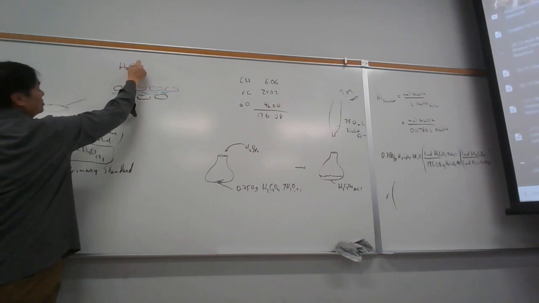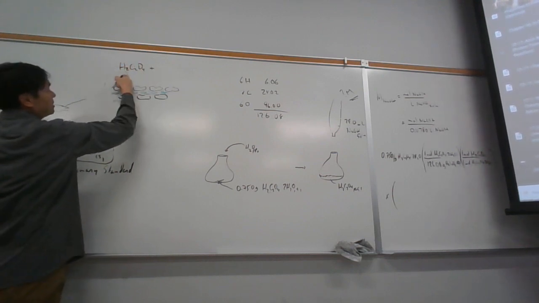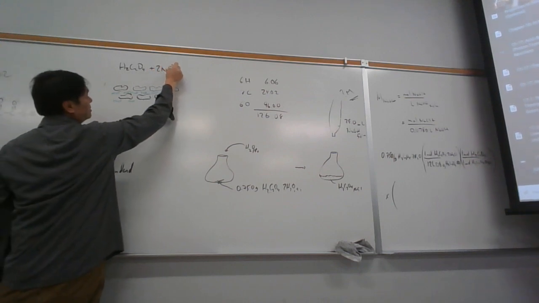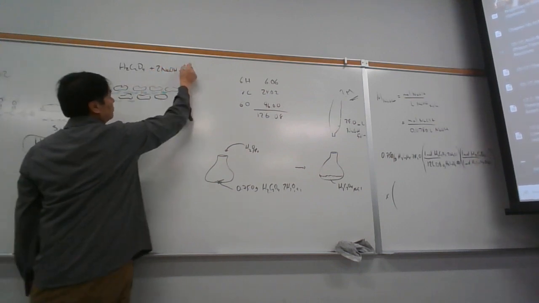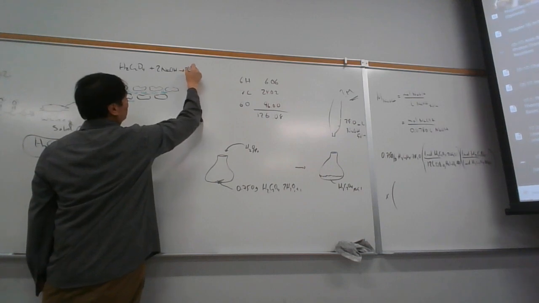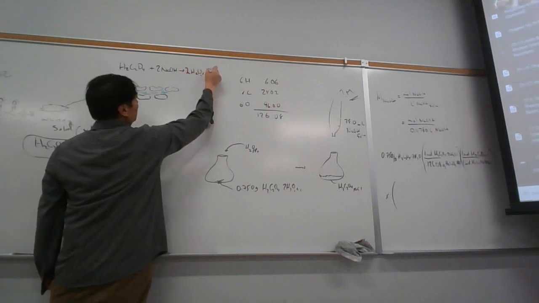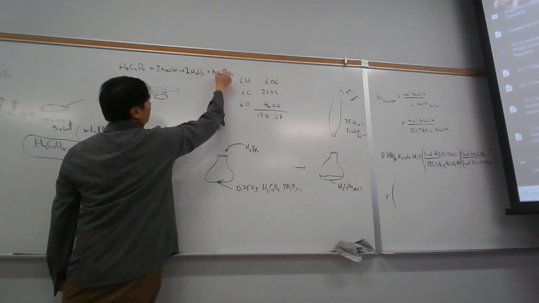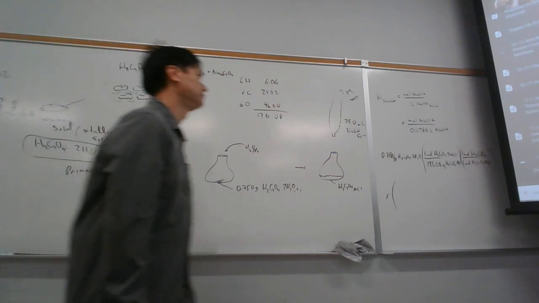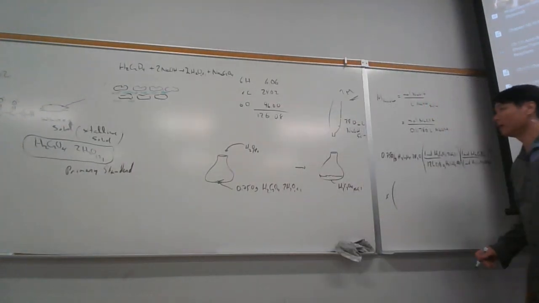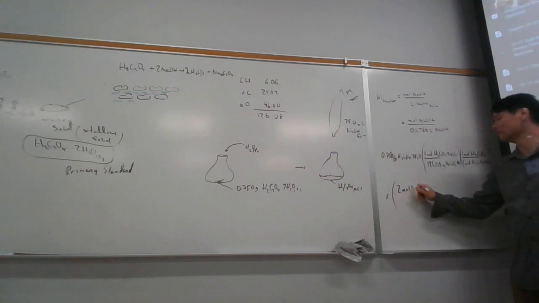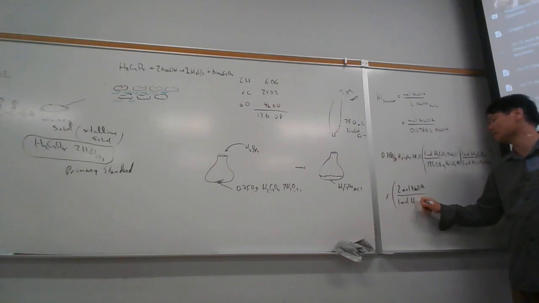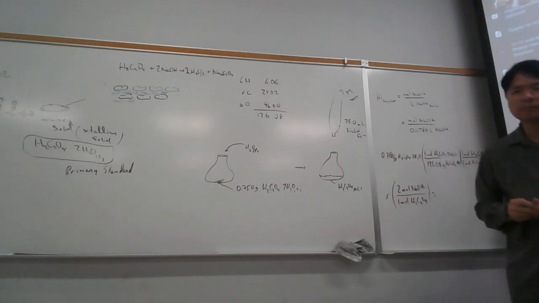Oxalic acid is just H2C2O4. And this is diprotic, so we need 2 sodium hydroxides. This is just a double replacement reaction. And this is going to form 2 waters plus sodium oxalate here. And so it's a 2-to-1 mole ratio. We need 2 moles of sodium hydroxide to neutralize 1 mole of oxalic acid. And that's going to give us moles of sodium hydroxide.